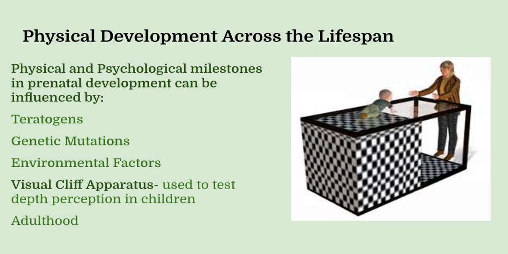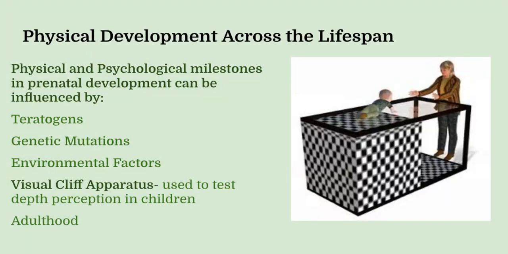Physical development across the lifespan. Teratogens are substances or agents that interfere with the development of an embryo or fetus. This could be like drugs or alcohol. Genetic mutations and environmental factors such as maternal health can influence physical and psychological milestones in prenatal development.